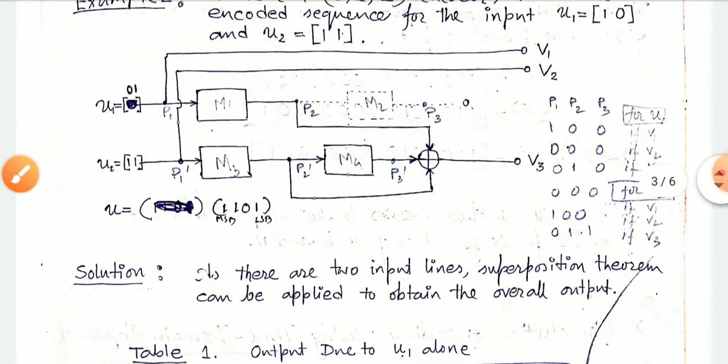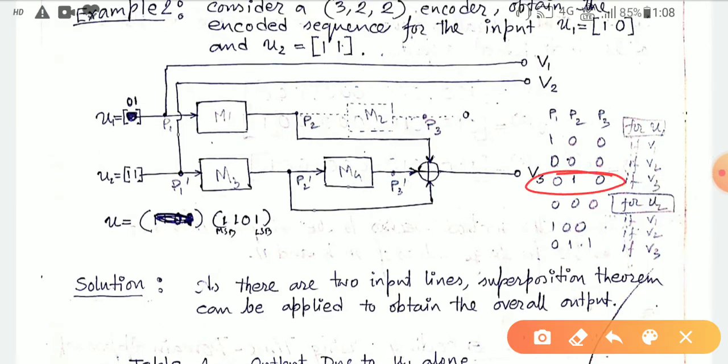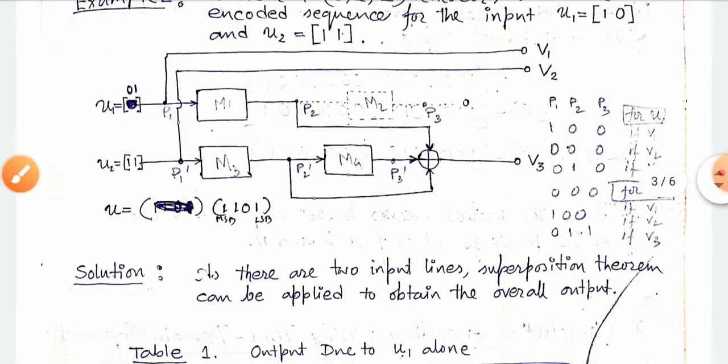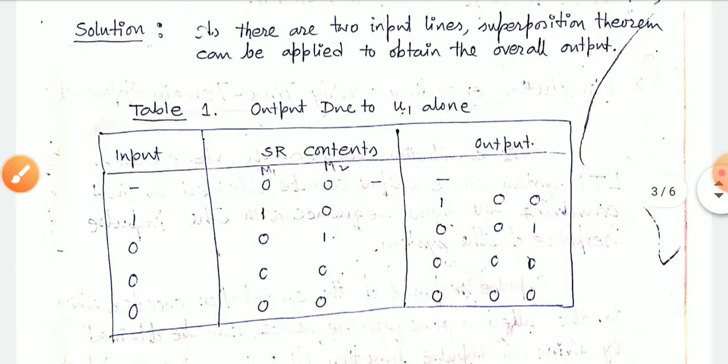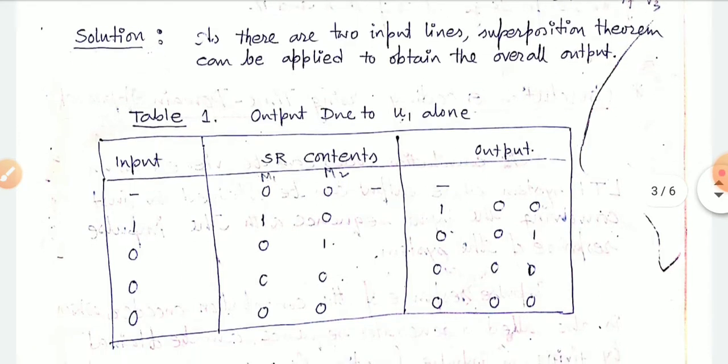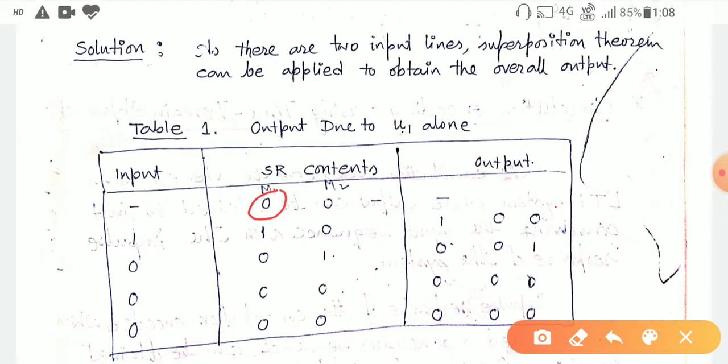Now for v3, look, this only depends on p2. This only depends on p2. That means the previous value of m1. So the previous value of m1 will become the v3 output. So look, the previous value of m1 is in this case 0. So it comes in this position.